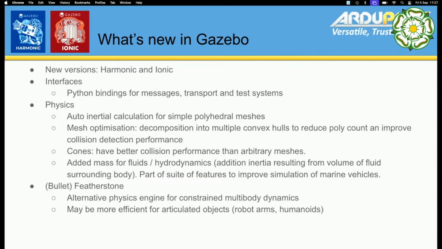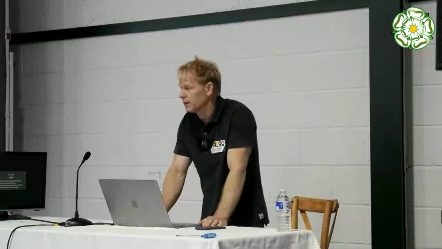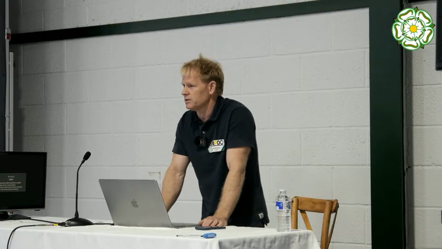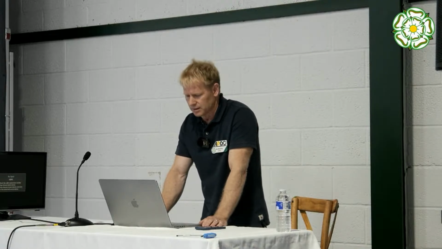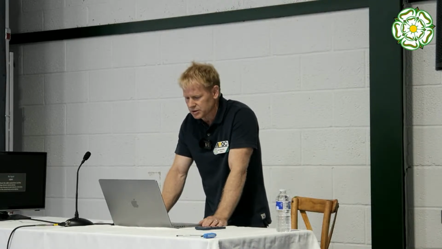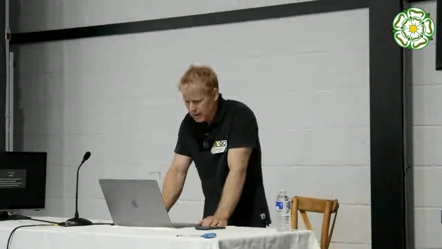Primitives like cones, so they've just added those. Ideally, to make things run really quickly, you have all your collisions as primitive shapes, and then the collision calculators can run very quickly on those.